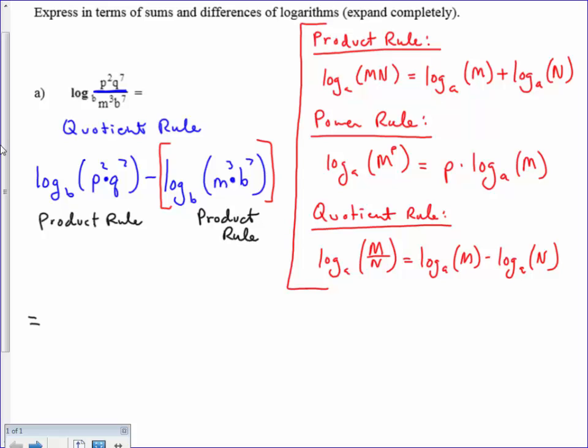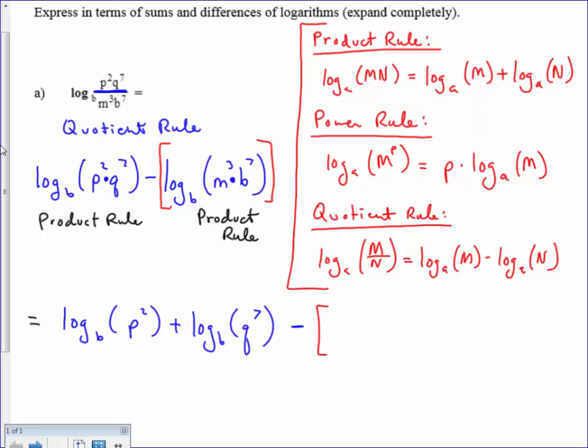Doing that is going to create a longer looking expression. So here I'll have log base b. Product rule says when I'm taking the log of a product, it splits apart as the sum of two logs. And so here it would be log base b of p squared plus log base b of q to the seventh. Now in my expression I then had a minus sign and then I had a bracket.